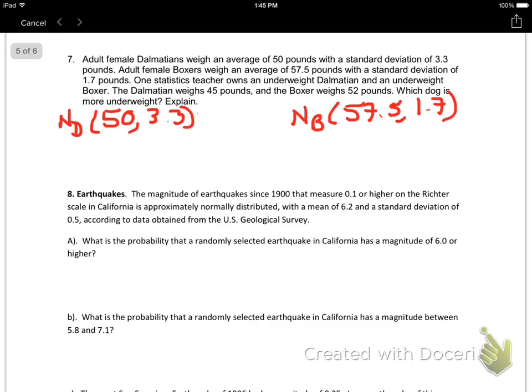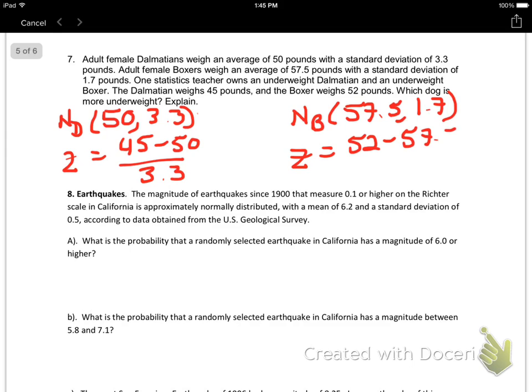Okay, so the Dalmatian is 45. So we get 45 minus 50 divided by 3.3. And we get that the boxer is 52. So 52 minus 57.5 divided by 1.7. Okay, so I'm going to go find the z-scores.